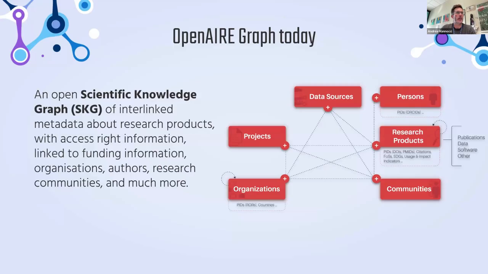The idea nowadays is about having an open scientific knowledge graph, SKG for short. That's the new nomenclature that's been established in the last years. So an SKG of interlinked metadata about research products, with access rights information connected to funding information, organizations, authors, communities, and much more. The core entities modeled by the OpenAIRE data model are the ones pictured here. As scientometricians, we always think the research product is central. In our case, it can be of four different kinds: publication, data, software, and other.